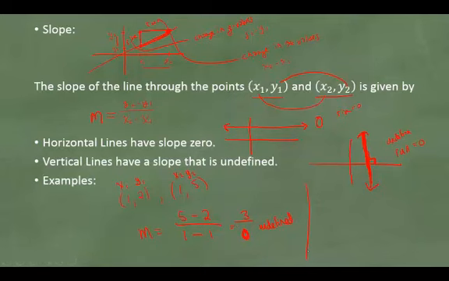Let's try one more. I'll give you the points 1, 2, and then let's make something else for x2, and let's say 5 again for y. Again, m is equal to y2, which is still 5; this is x1, y1, x2, y2. So 5 minus y1, 2, over x2, 2, minus x1, 1. 5 minus 2 is 3, 2 minus 1 is 1, and 3 over 1 is just 3.